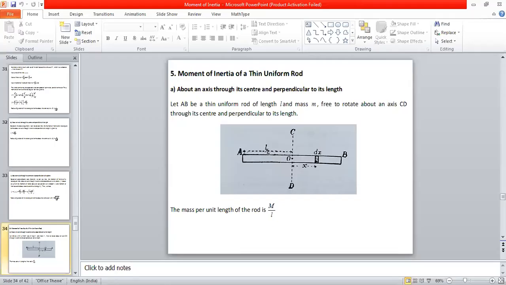Okay, we shall start. We shall discuss moment of inertia of another object. It is a thin uniform rod. As per your syllabus, we need to find out moment of inertia of a thin uniform rod. Once we complete this calculation of moment of inertia, we are ending the moment of inertia calculation, and afterwards we need to discuss one more concept called angular momentum.